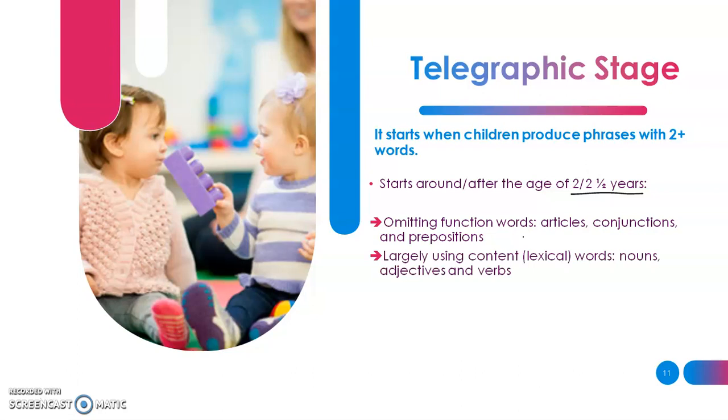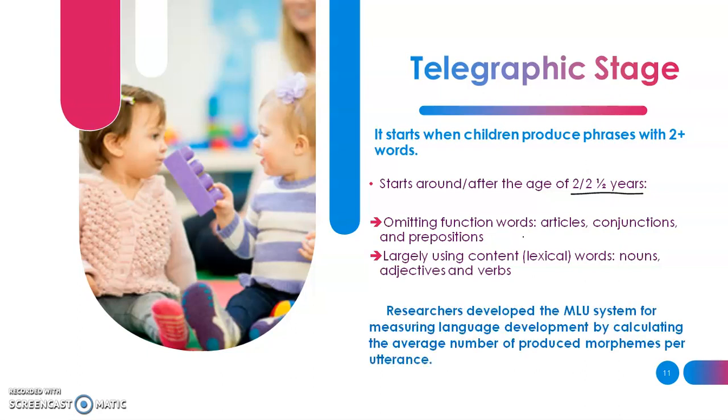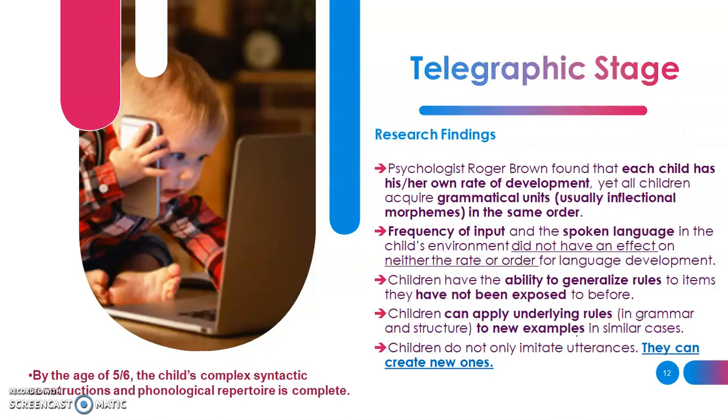It also includes largely lexical words. You know what lexical words are: nouns, adjectives, and verbs, etc. They are free morphemes. During that period, a lot of research and studies have been done, and we have the MLU system for measuring language development, which means we count the number of morphemes produced in a number of utterances by babies. What matters here is the findings of this research.